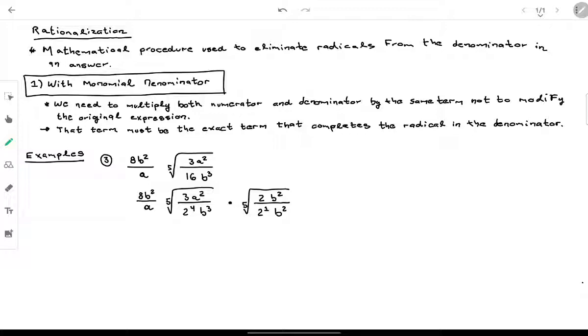What will happen here? Of course, the coefficient stays the same. We can combine both roots into a single one, and it's going to be the fifth root. On top is going to be 2 that multiplies 3, that multiplies a squared, that multiplies b squared. And on the bottom part, it will be 2 to the 5, b to the 5. So what happens next? We are able to take out something from the roots on the denominator. So it's going to be 8b squared divided by a that multiplies whatever we are able to take out from the root.